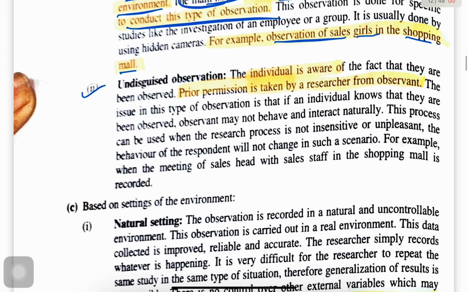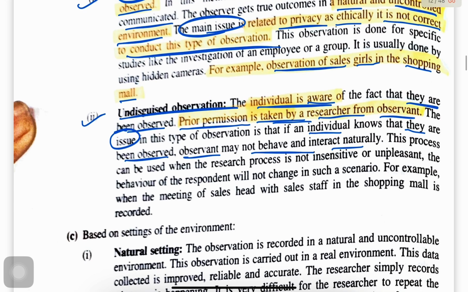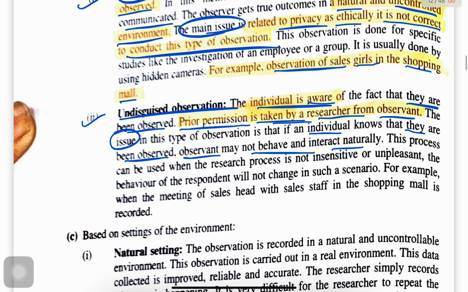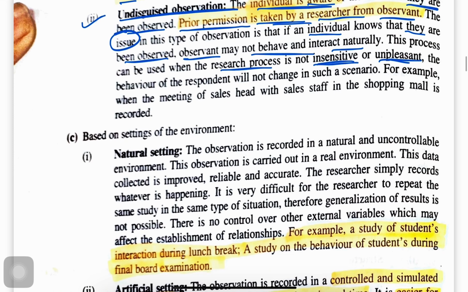Okay, so second is the undisguised observation, where the individual is aware of the fact that they are being observed. Prior permission is taken by the researcher from the observed person. The issue here is that if the individual knows that he is being observed, he may or may not behave in that particular manner in which he or she would have behaved in a natural setting. This process can be used when the research is not sensitive or unpleasant. The behavior of the respondent will not change in such a scenario. For example, if the meeting of the sales head with the sales staff in the shopping mall is recorded.